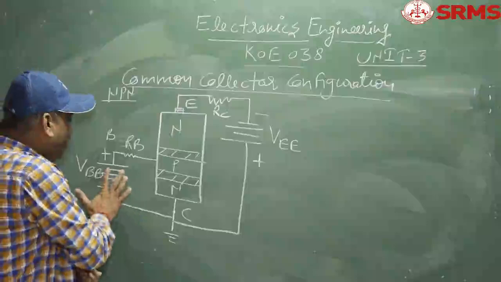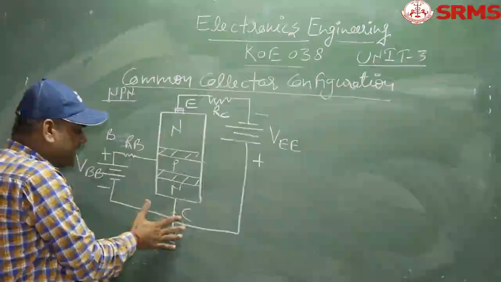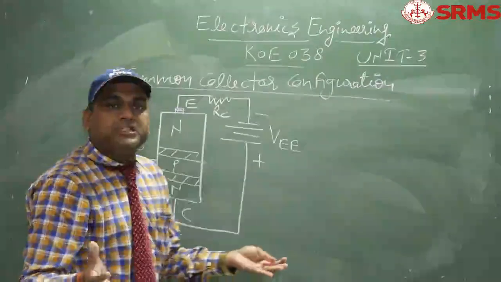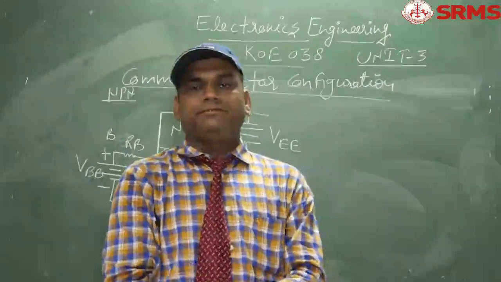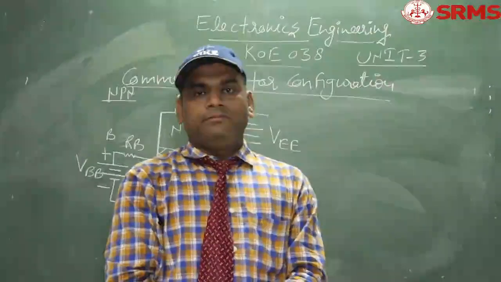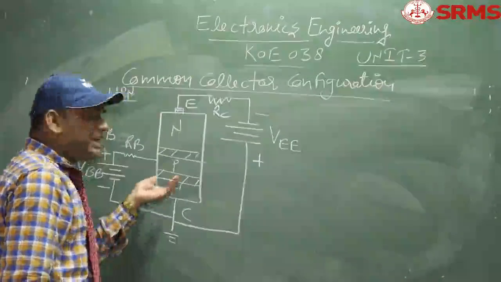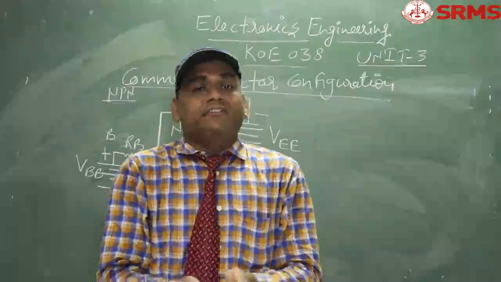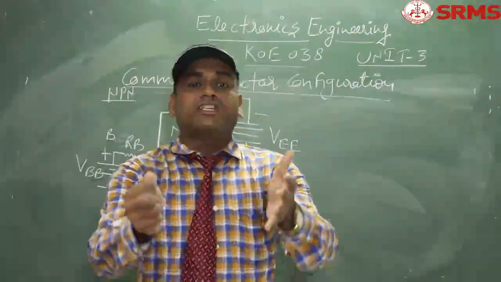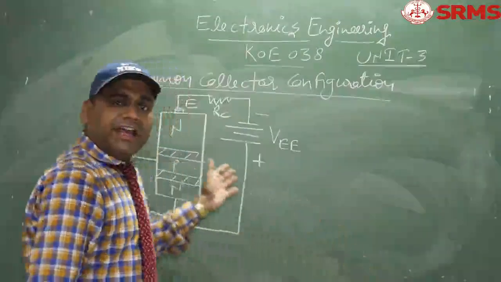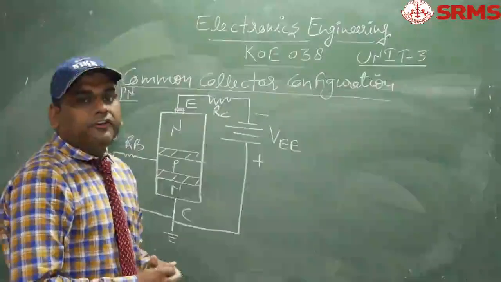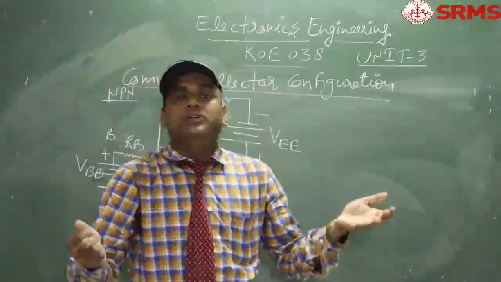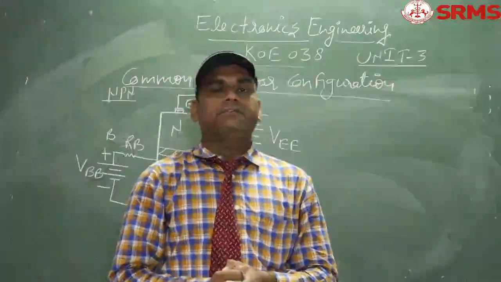As you can see now, the input junction is the collector base junction, or you can say the base collector junction, and the input junction is reverse biased. So if the input junction is reverse biased and you want to turn the transistor on, you have to apply a voltage greater than 0.7 volt for the silicon transistor. So here the input impedance is very high. Basically, the common collector configuration is used for impedance matching.